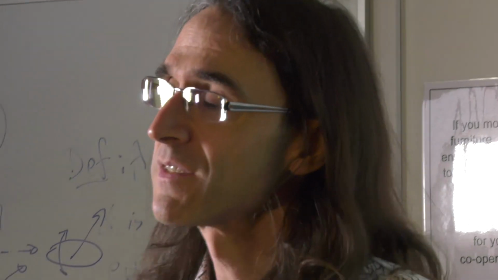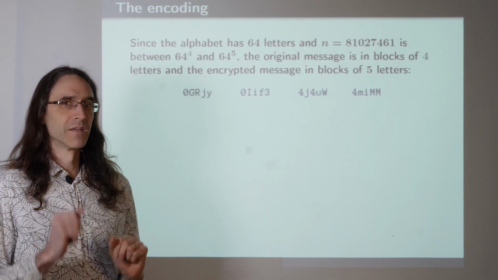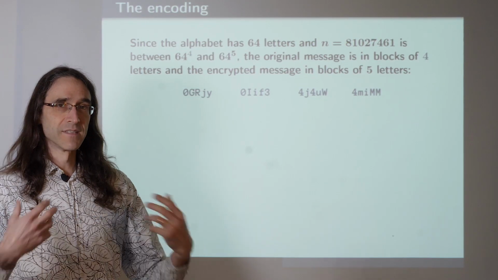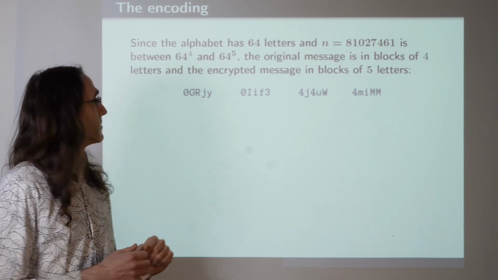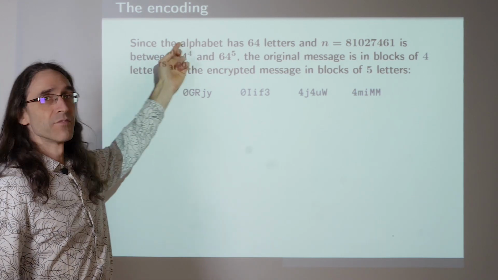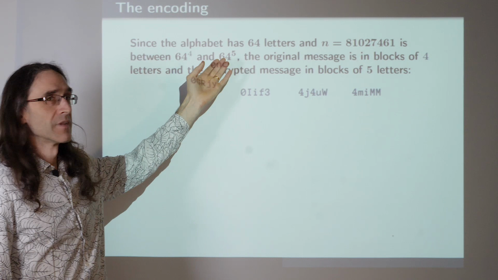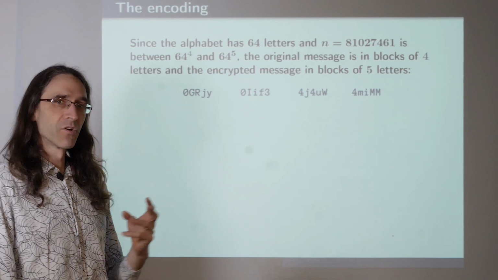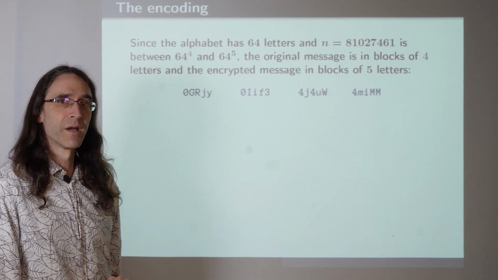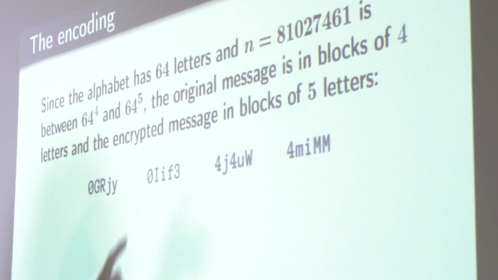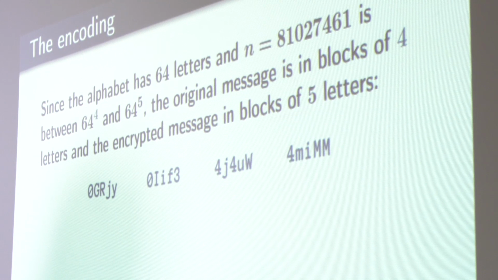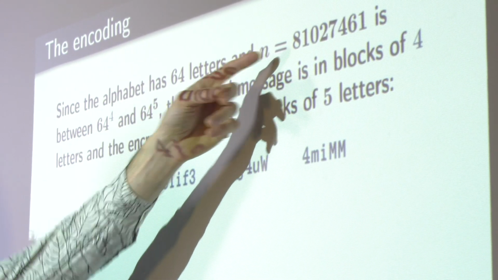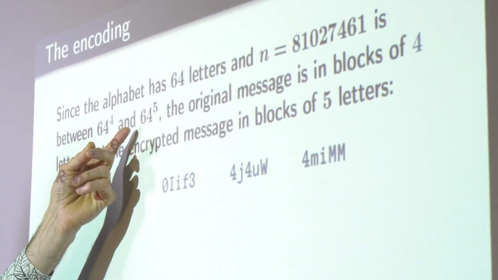The first thing we need to do is encode our message back into numbers. And the first thing we need to do is break it up into blocks. So how big are the blocks? Well, the alphabet had 64 letters, and our number was roughly 81 billion. And so we look at the powers of 64. 64 to the power 4 is roughly 16 million. 64 to the 5 is roughly a billion. So this is between 64 to the 4 and 64 to the 5.